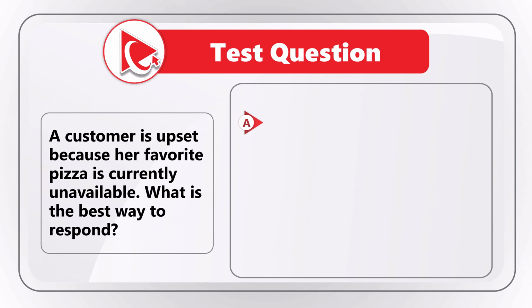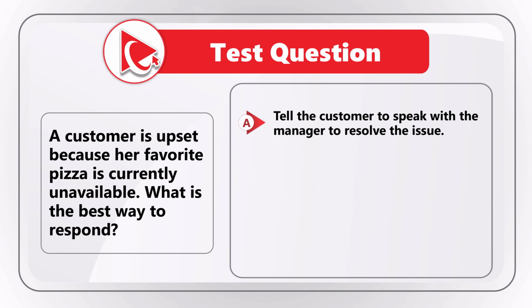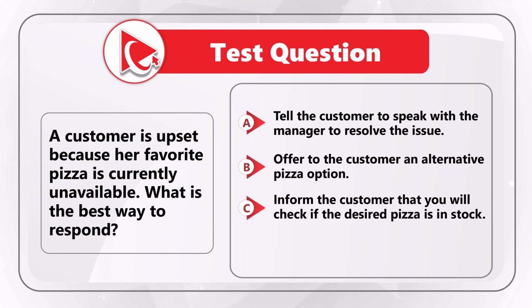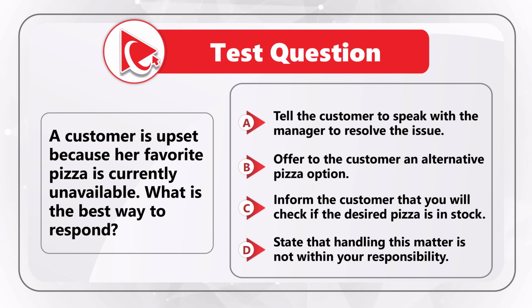Choice A. Tell the customer to speak with the manager to resolve the issue. Choice B. Offer the customer an alternative pizza option. Choice C. Inform the customer that you will check if the desired pizza is in stock. And last but not least, choice D. State that handling this matter is not within your responsibility.